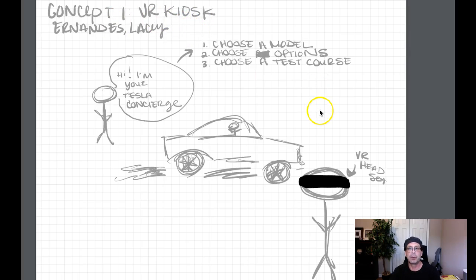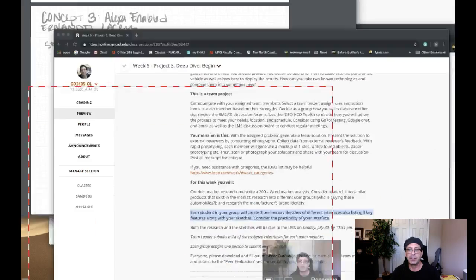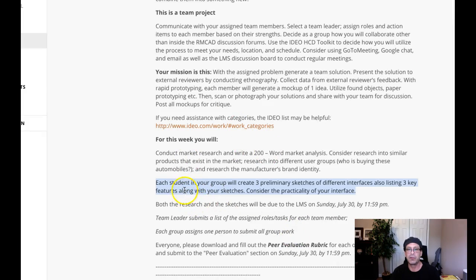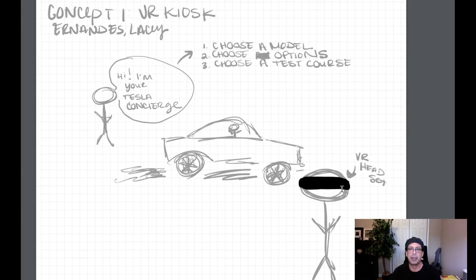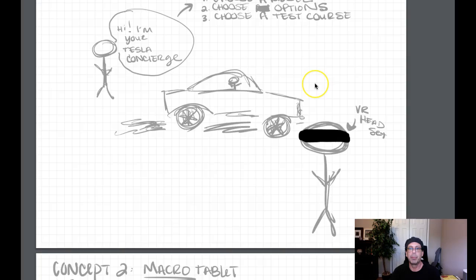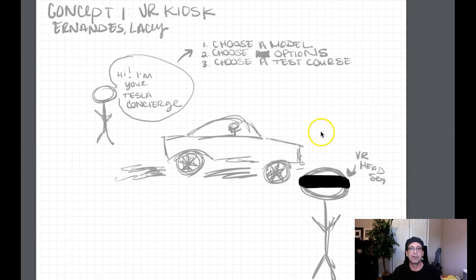Okay, so let's go ahead and take a look at concept one, VR kiosk. A couple of questions here. Don't forget now, each of these requires the three main features. So we can see for this week, each student in a group will create three preliminary sketches listing the three key features of those ideas. So we don't have the three key features on here. I think the three key features here, but we need to also add the three key features of the other ideas other than the kiosk.